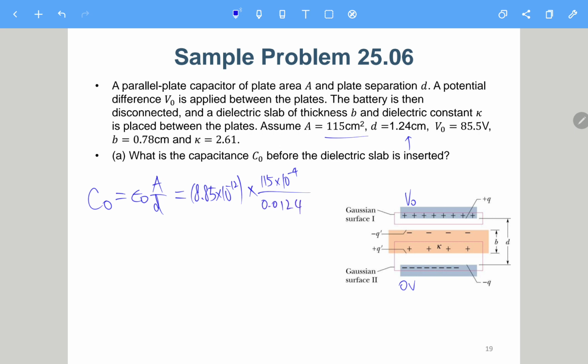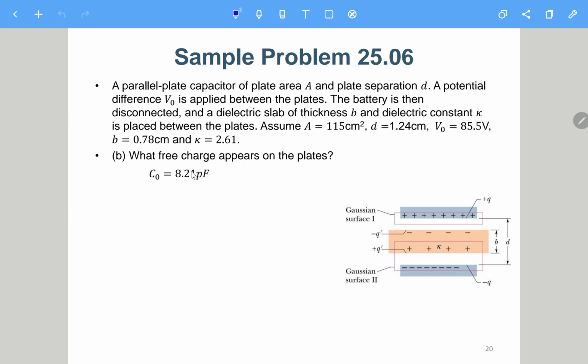And then over D, which is 0.0124. So C0 is 8.21 times 10 to minus 12 farad. This is the answer. Or usually I will use the scientific prefix, so it is 8.21 picofarad. Both of them are okay. This one is easy. For question A, we don't consider any dielectric yet, so we just need to plug the variables into the capacitance for a parallel plate capacitor, which is C equals epsilon naught times A over D.